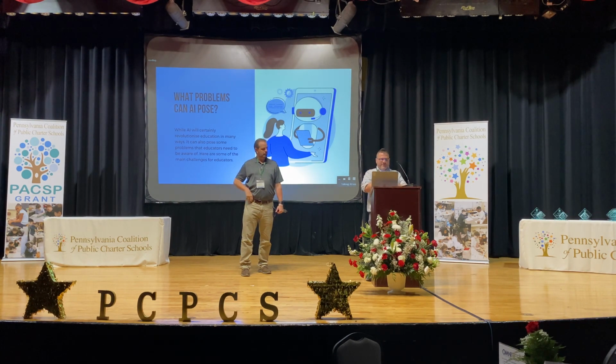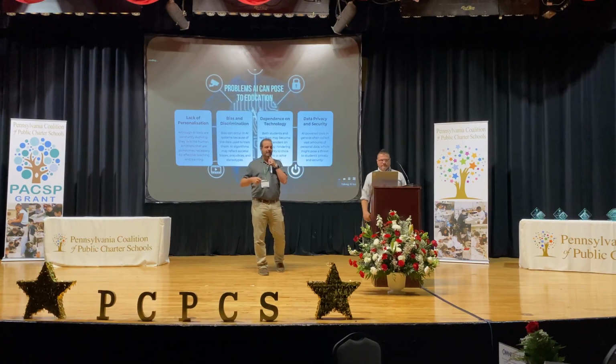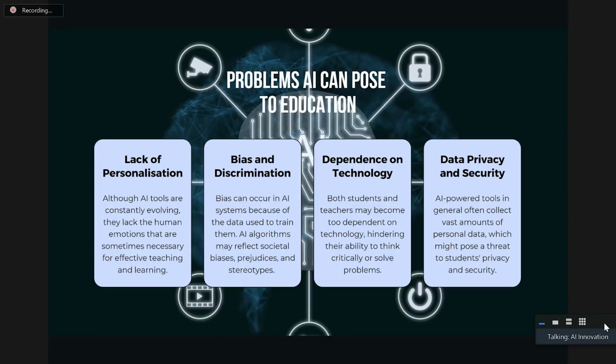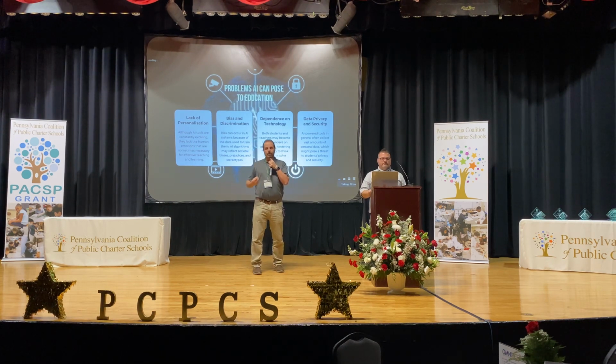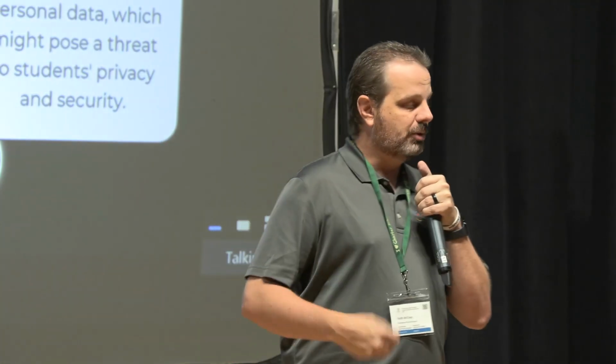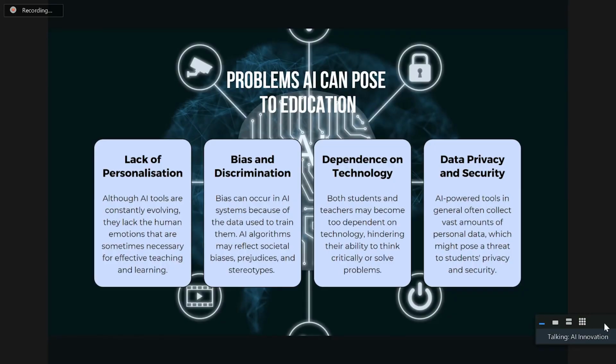So while it can certainly revolutionize education, there's a whole bunch of challenges out there, and we need to discuss it with them. One of them is the lack of personalization. Machines can't replicate human emotions. Bias and discrimination, as Adam said earlier, these machines are feeding off what we give it. So if we are feeding it biased and discriminative information, that's what it's going to reproduce again. Dependence on technology. We need to be careful that we're not becoming over-dependent on it and losing the human qualities that we have. And of course, data privacy and security.